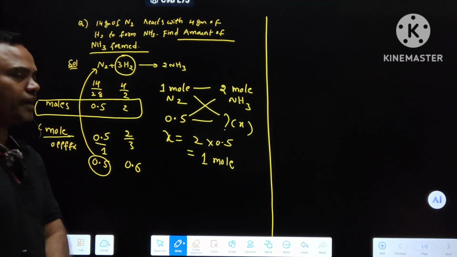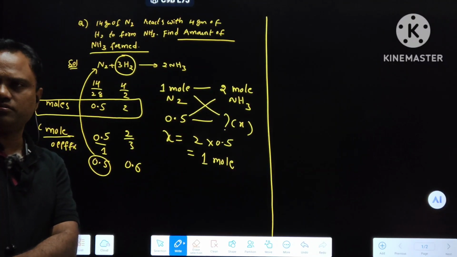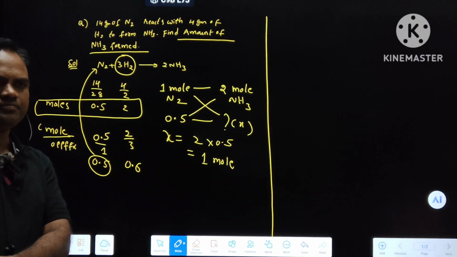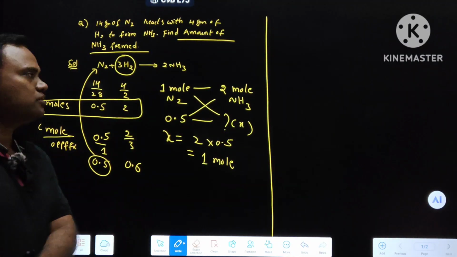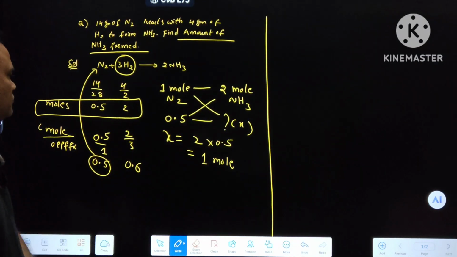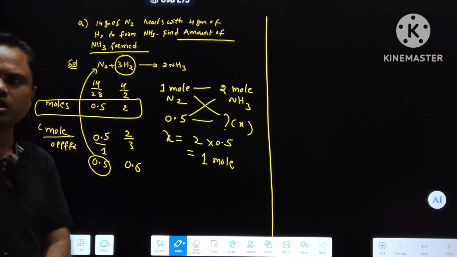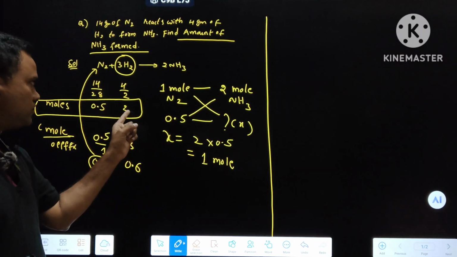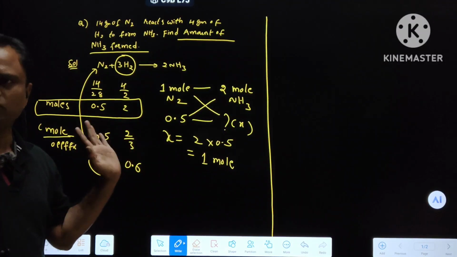How many moles of hydrogen remain after the reaction? How many moles of H2 remain? How to find it? See, what are the moles of ammonia according to the data? Sorry, H2. According to the reaction data, 2 moles.